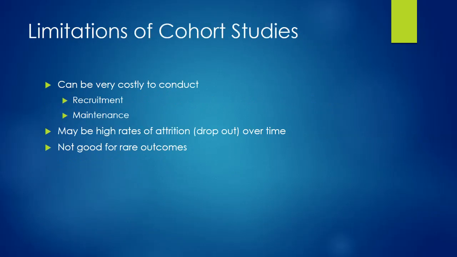Limitations are that they can be costly because they are so long. But even in a shorter cohort, recruiting people and maintaining them, following them, collecting valid measures is a time-intensive activity. There can also be high rates of dropout over time, especially if it is a long study, and they're not good for evaluating rare outcomes. So even if we have a large group of people, if it's a really rare event, we may not have enough events in the cohort in our follow-up period to be able to detect associations.